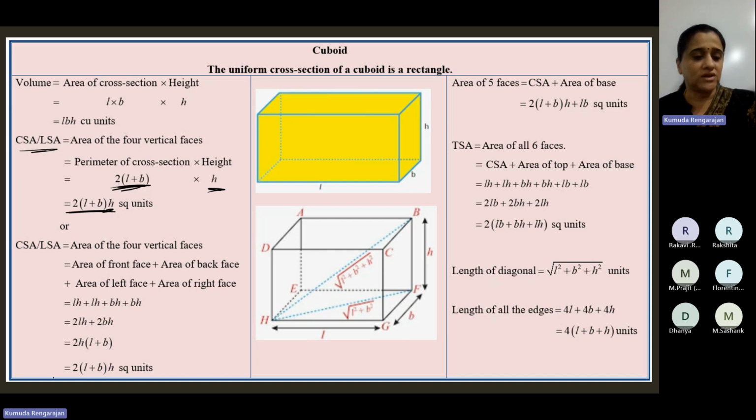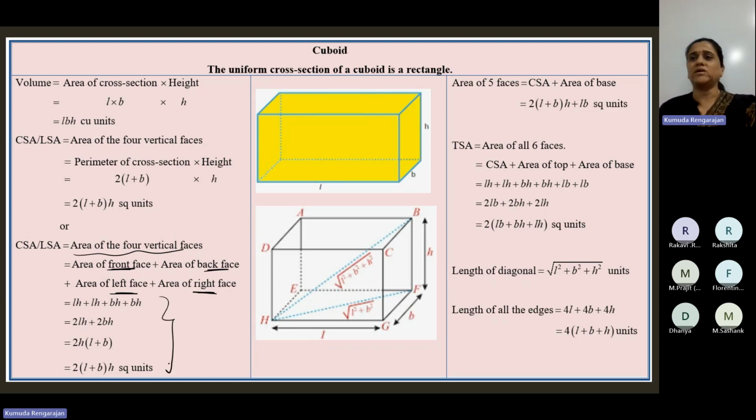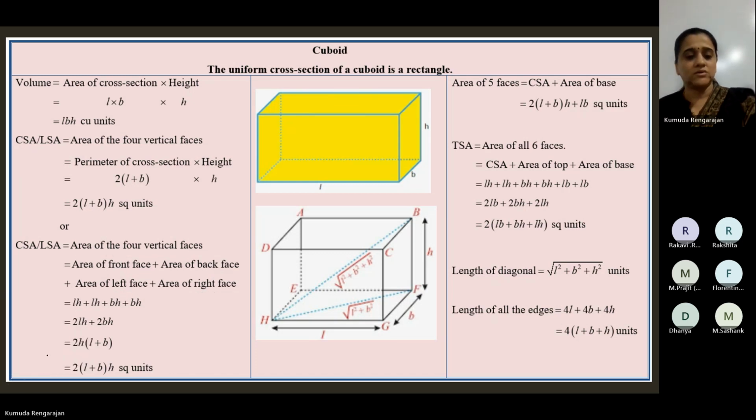Or you can also understand it like this. The area of the 4 vertical faces: the area of the front face, back face, left face, and the right face. So like that, separately also you can. Anyways, these are important to understand, but now we understood the formula, so I'm moving ahead. I'm not trying to explain all this. This is a 9th standard presentation actually, so I'm not spending your time on all this. So you understand this formula, 2 of L plus B into H.